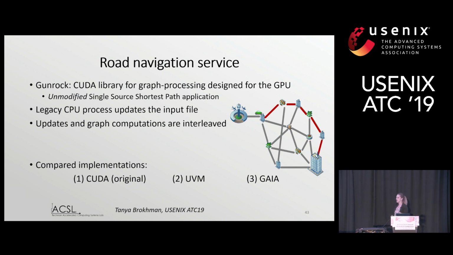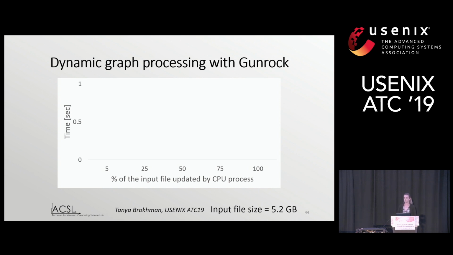The first one is CUDA, in which before each kernel activation, we had to read the whole file and copy it to GPU memory. The second one is UVM, in which before each kernel activation, we had to read the whole file, but the copy to GPU was done transparently for us. And the last one is GAIA, in which we just mmap the file and made sure to acquire and release before kernel activation. So we varied the portion of the file changed by our legacy CPU process, and this is what you see on the x-axis. And y is the test duration.